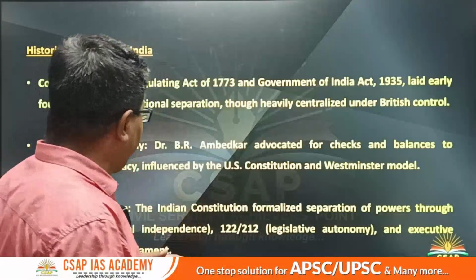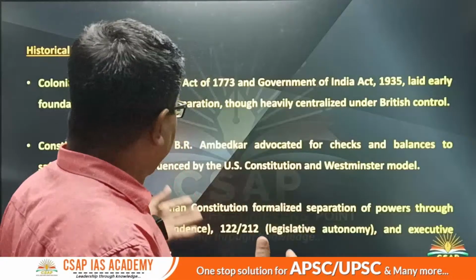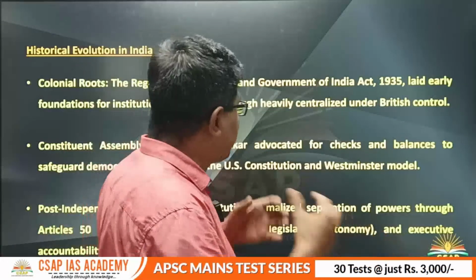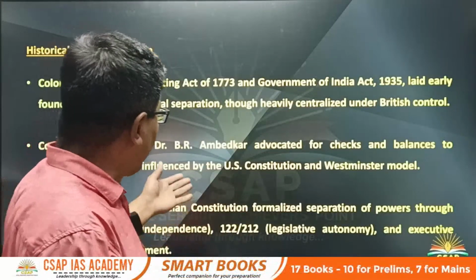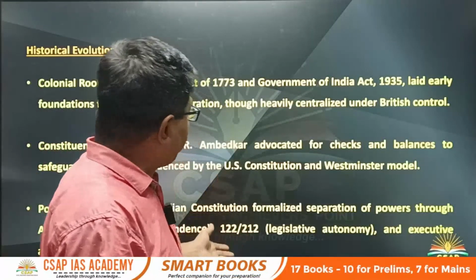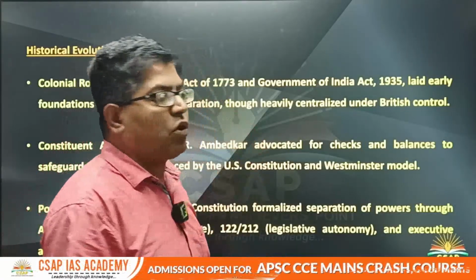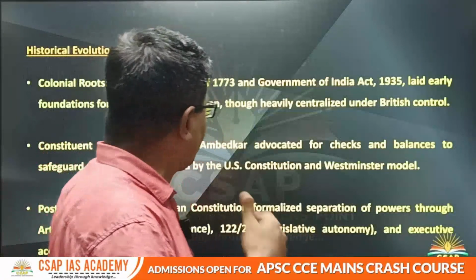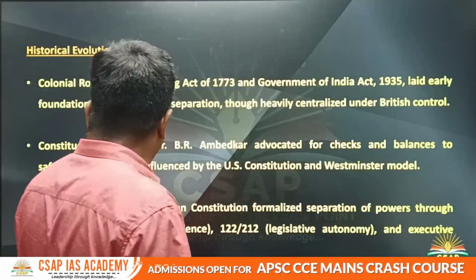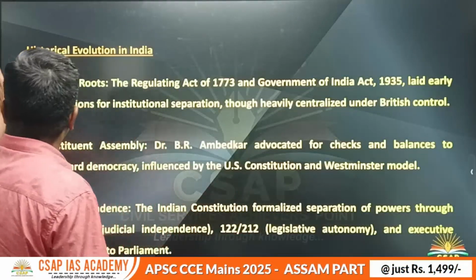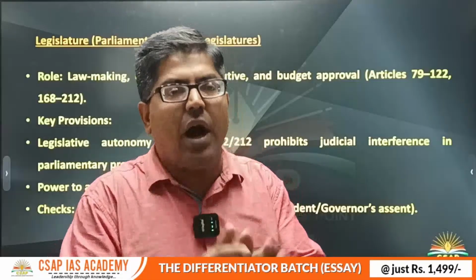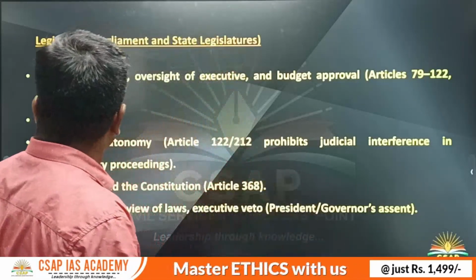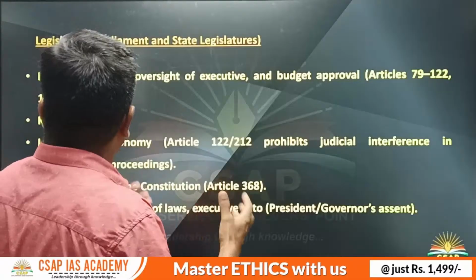And in the post-independence period, the Indian Constitution basically formalized the separation of powers through Article 50, judicial independence, as I already pointed out, and Articles 122, 211, 212, which is the legislative autonomy, which grants more autonomy to the legislature, and the executive accountability to the parliament, right. So this way the separation of powers has been formally constitutionalized through the constitution after independence. Now we need to talk about these various branches.